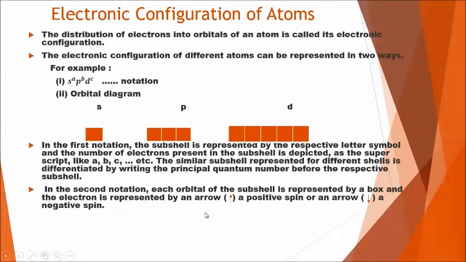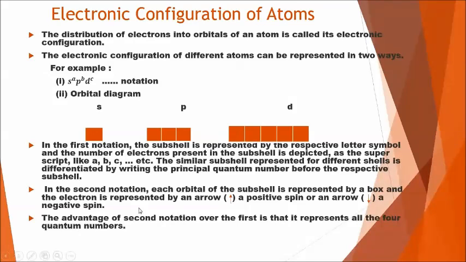The second notation is that each orbital of the subshell is represented by a box and the electron is represented by an arrow, a positive spin and a negative spin arrow, that is plus half and minus half spin. So it is clockwise and anti-clockwise arrows, and the arrow represents one electron, upward plus half and downward minus half. So these are the two notations or different ways to represent the electronic configuration. The advantage of the second notation over the first is that it represents all the four quantum numbers.